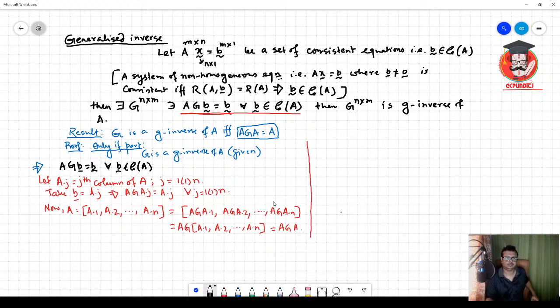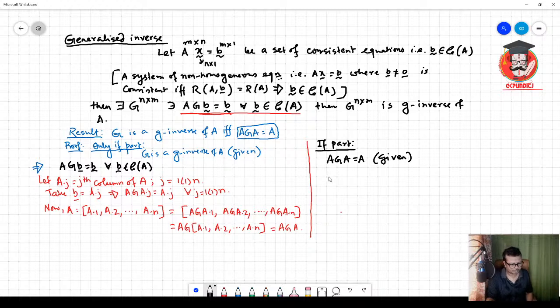Now the if part. AGA equal to A is given, and we want to prove that G is a g-inverse of A.